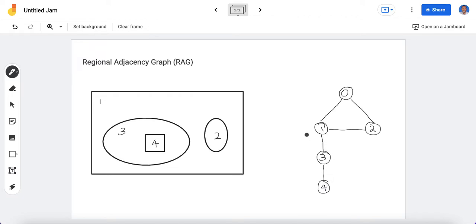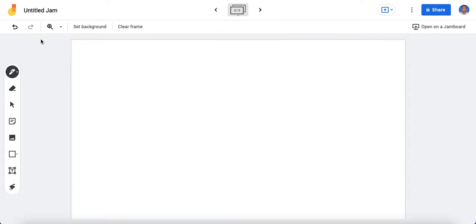1 is already connected. So this, let me call it A, is my original image, and this is going to be the regional adjacency graph of my original image. How your regions are connected and how they are segregated, we can easily understand from your RAG. With that understanding, we are supposed to understand the steps involved in splitting and merging.